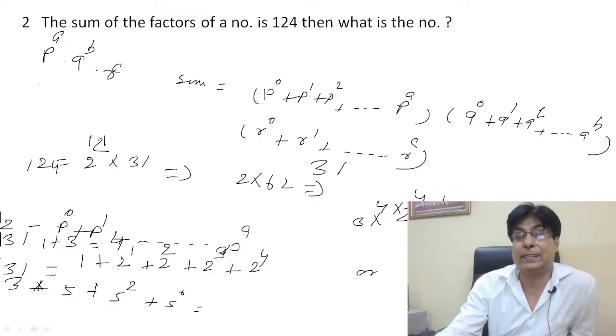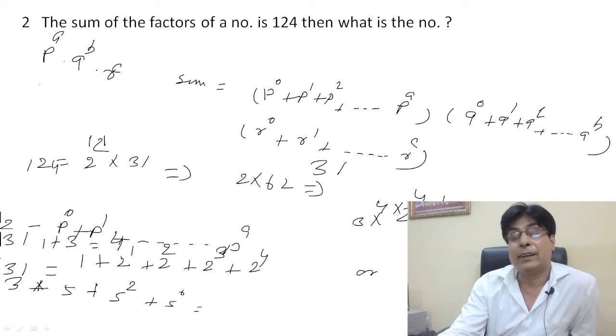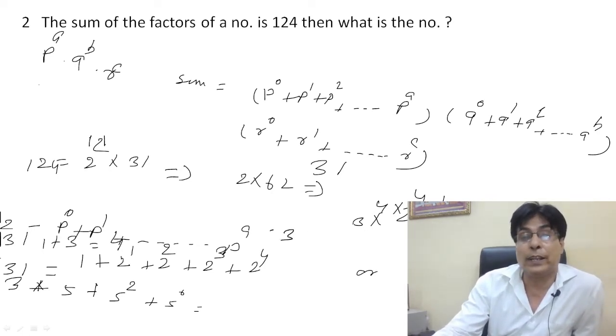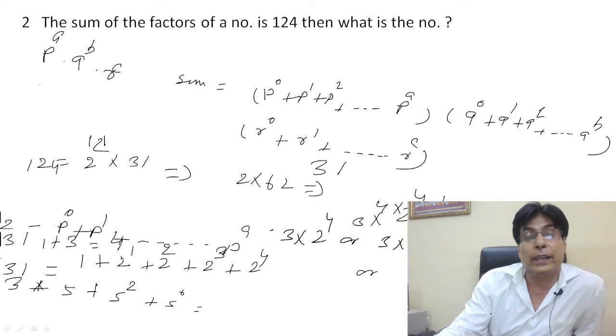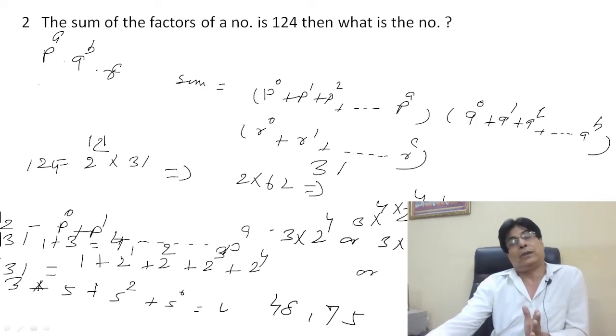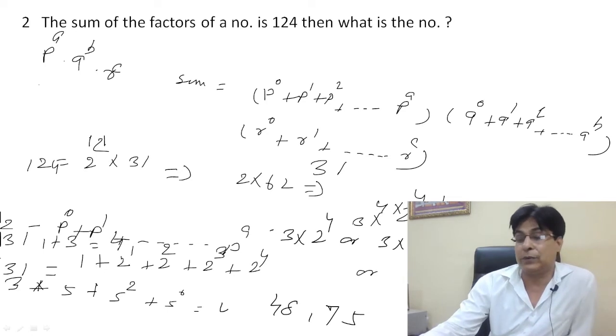Hence the number must be written in the form of 3 into 2 to the power 4 or 3 into 5 to the power 2. Therefore the number is 48 or 75. Means 48 and 75 are two numbers whose sum of divisors must be 124, and that is your answer.